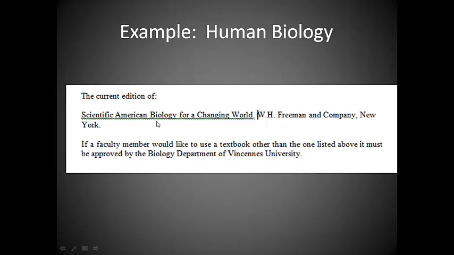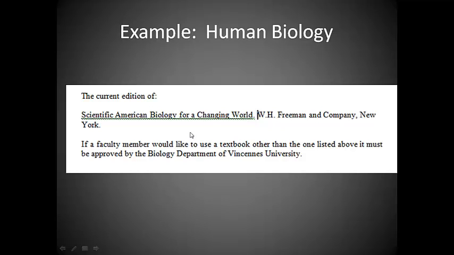Now, we understand that at the high school level, there may be a limitation in terms of money to buy new textbooks. So what we have added is that if a faculty member teaching this course wants to use a different textbook, they have to get it approved by the biology department of Vincennes University. So that leaves it open that other books can be used, but at least it gives us some control over what books people are using. We want to make sure that they are quality books that we feel are necessary for this course.